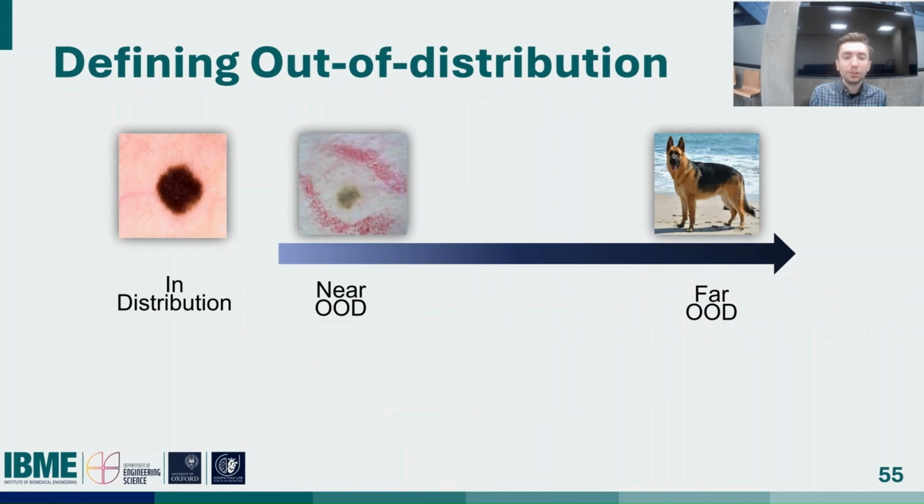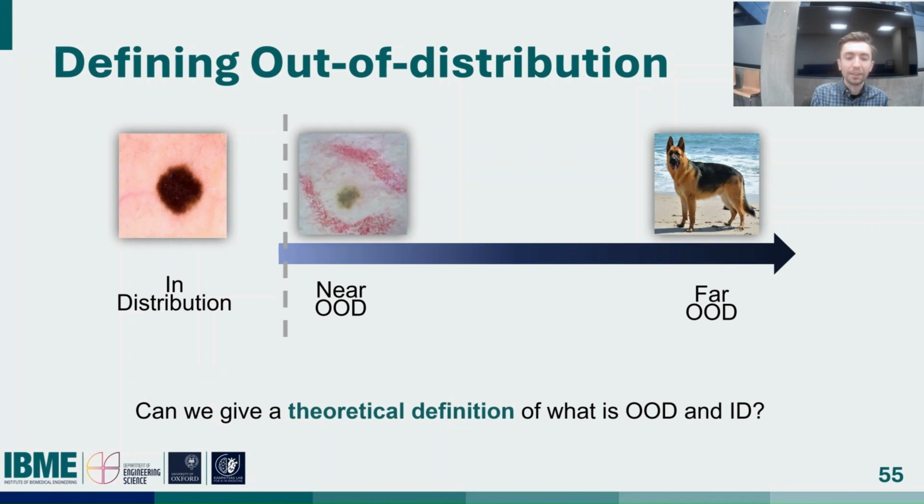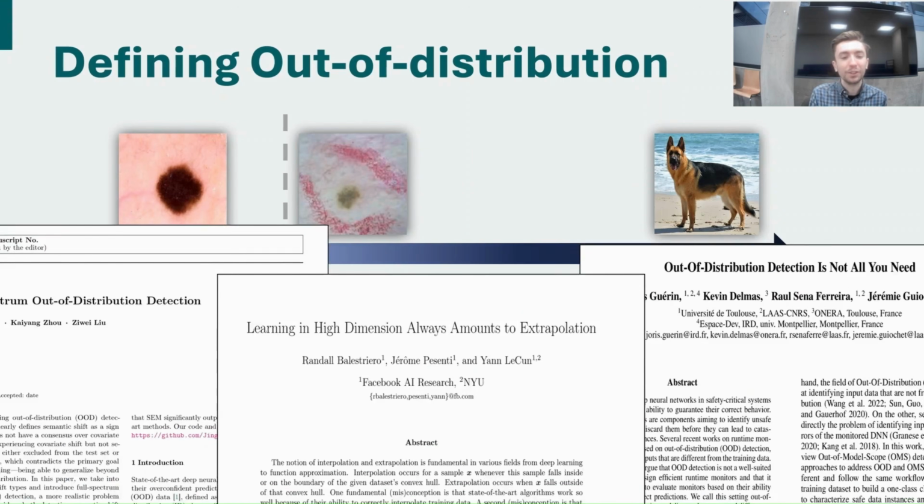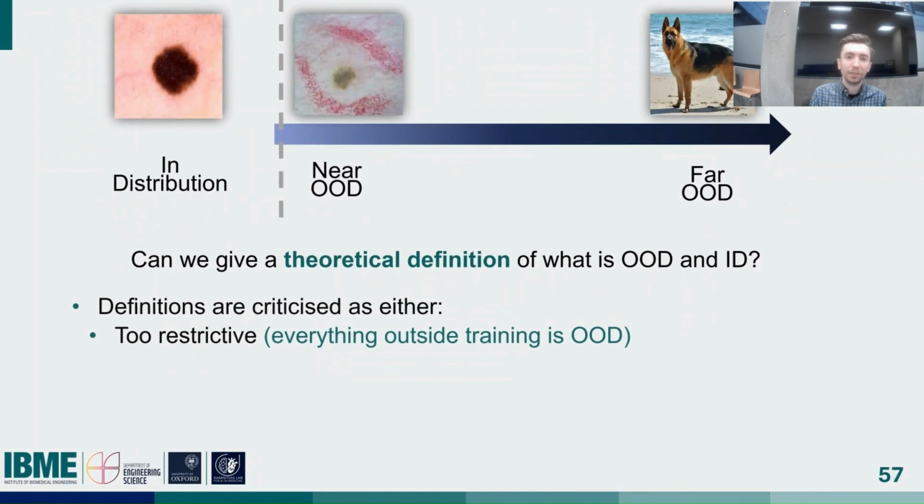A question I get a lot is, how do you define OOD? For example, if I make a small change to an ID image, for example, corrupting a single pixel, surely we wouldn't count this as OOD because it's so similar to the trained data. Can we give a theoretical definition of what is OOD and what is ID? Well, many papers have tried, and there's a huge literature on this topic. However, there's no single definition of OOD which is accepted by the community. And we can go through why.